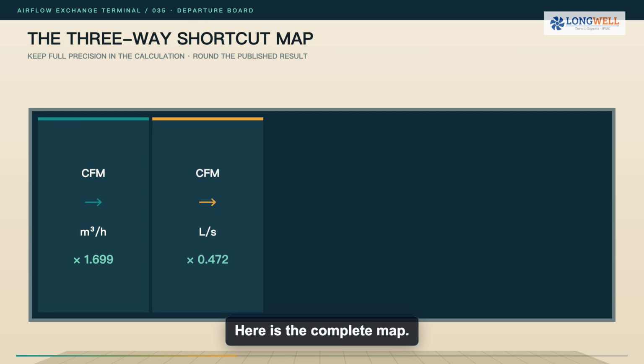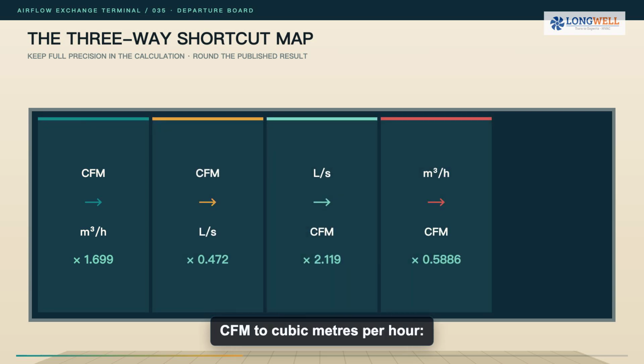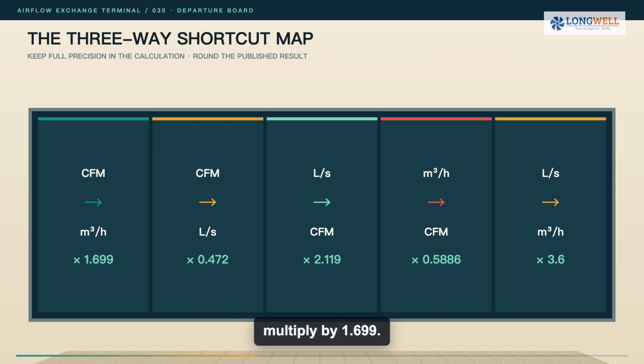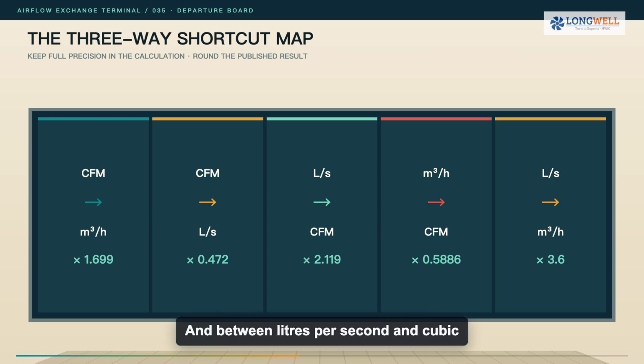Here is the complete map. CFM to cubic meters per hour, multiply by 1.699. CFM to liters per second, multiply by 0.472. Liters per second to CFM, multiply by 2.119. Cubic meters per hour to CFM, multiply by 0.5886. And between liters per second and cubic meters per hour, use 3.6.